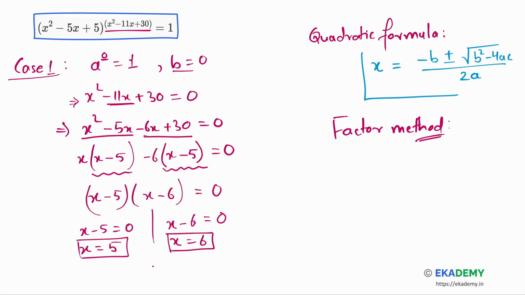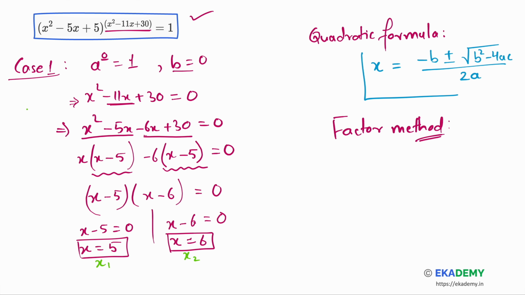So, case 1 has given us two values of x, and these two values are the real solutions of the mega quadratic equation. Let us call them x1 and x2, just for convenience. So, we have got two solutions.